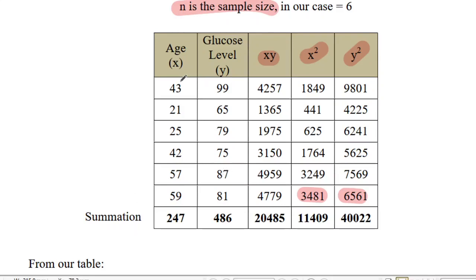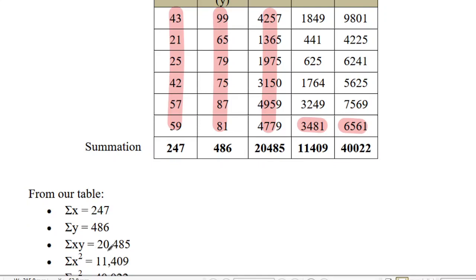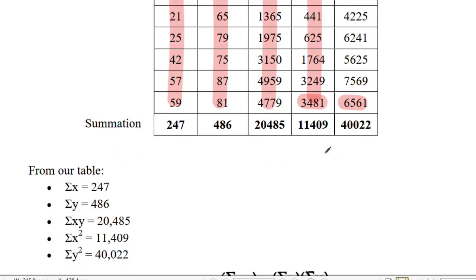So now we want to calculate the sum of all the values. Sum of these values equal to 247, that means sigma x equal to 247. Sum of all these values equal to sigma y, that equal to 486. Sum of all these values equal to sigma xy equal to 20,485. Sigma x square equal to 11,409. Similarly, sigma y square equal to 40,022.